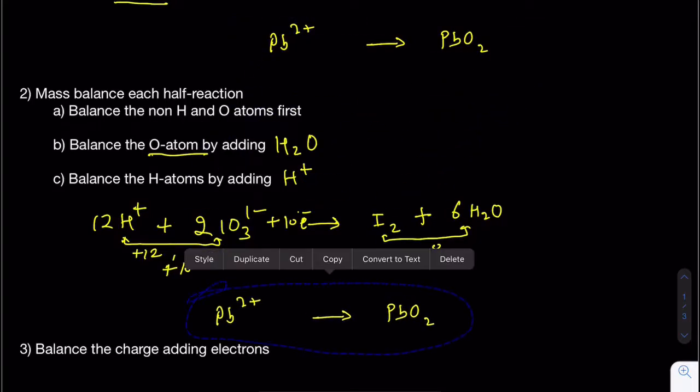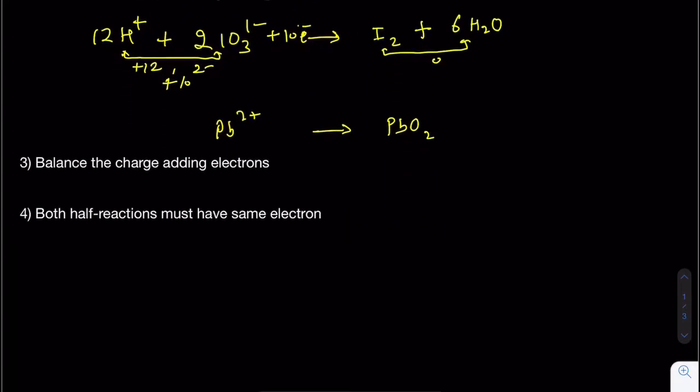Let's copy that down here. So this Pb2+ makes PbO2. Lead is already balanced. We have one lead on each side, so you don't have to worry about balancing the lead. Let's look at the oxygen now. We've got 2 oxygens on the product side, so I can go back and add 2 water molecules on the reactant side.